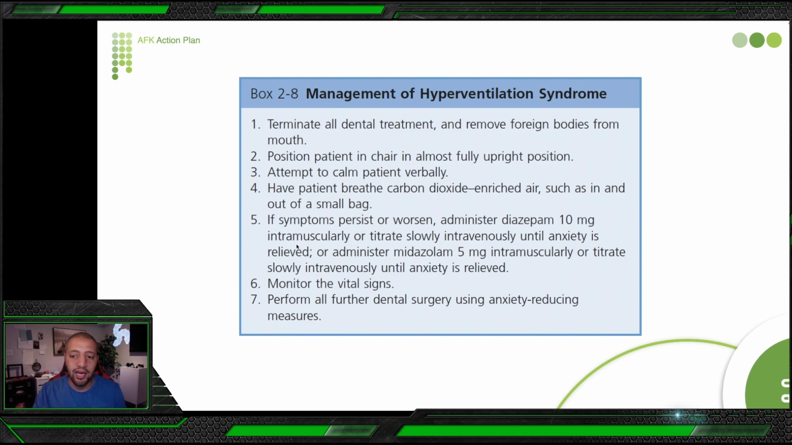So you give it in the reservoir in his muscle, and then the muscle releases the medication slowly into his bloodstream. Unless you are giving it intravenously, you are going to titrate it. Or administer midazolam 5 milligrams intramuscularly, or titrate it in the same way. Monitor vital signs, and perform all further dental surgery using anxiety reduction measures.